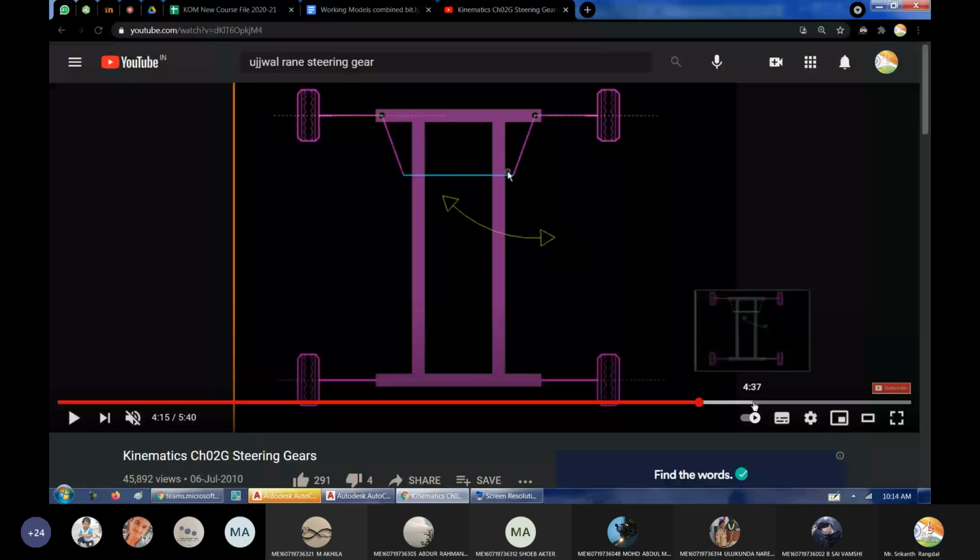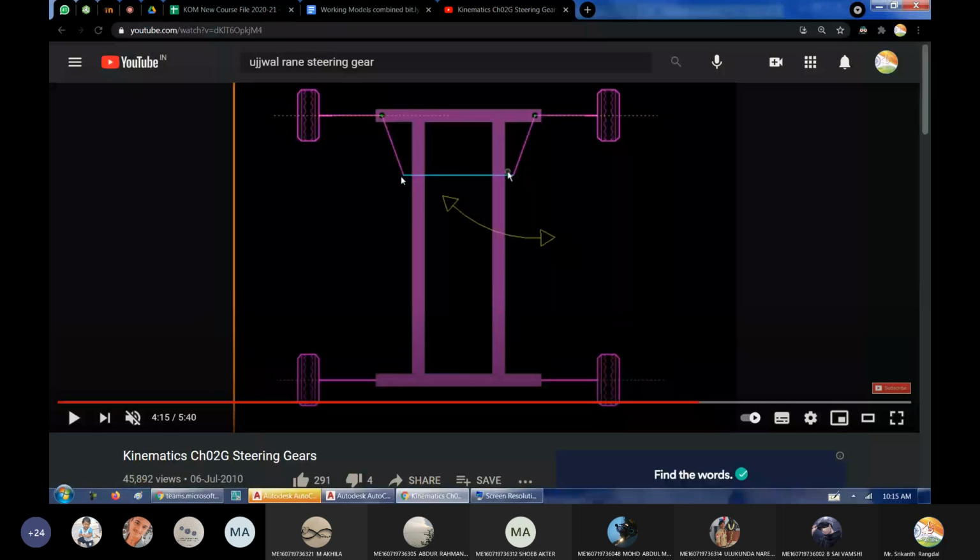So you can see this link here. On the left side, there is an L-shaped link. That is a single link. Whatever angle this link here is rotating, the same angle is rotated by the tire. And the same goes on the right side.